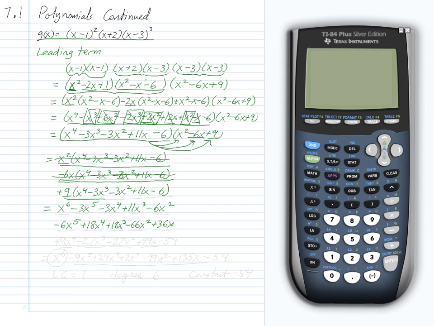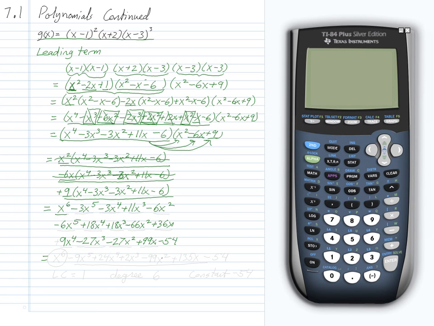And finally, the last line, I'll multiply 9 times everything. So 9 times negative 3x cubed would be 27x cubed. 9 times negative 3x squared, negative 27x squared, plus 99x, minus 9 times 6, 54. So finally, we have performed the whole multiplication. All we need to do is gather like terms and simplify.